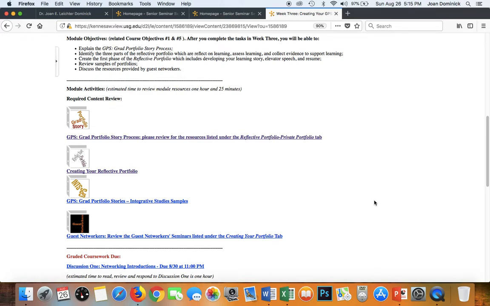And then thirdly, we have the samples and the grad portfolio stories. These are integrative studies seniors that have taken this class and provided samples, and they're organized by format. Okay, but these are the public portfolios. And lastly, under Guest Networkers, review the Guest Networker seminar listed under Creating Your Portfolio tab.